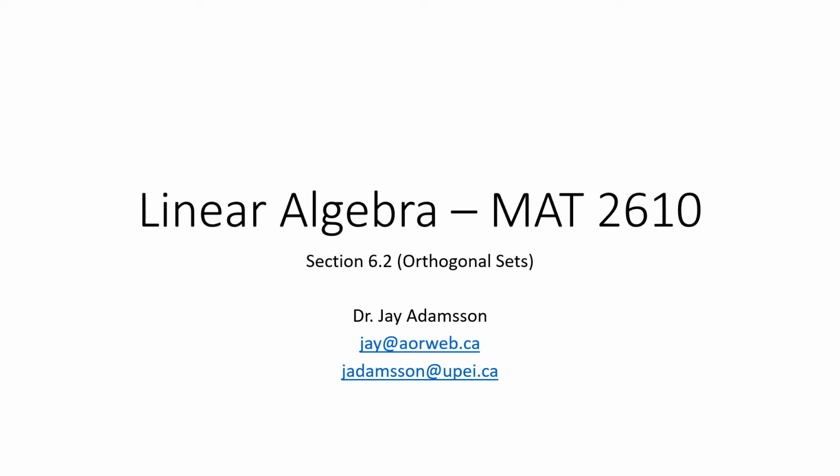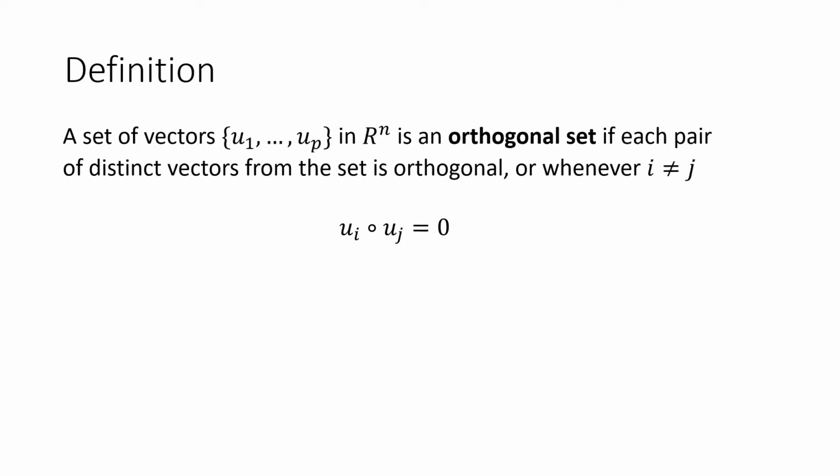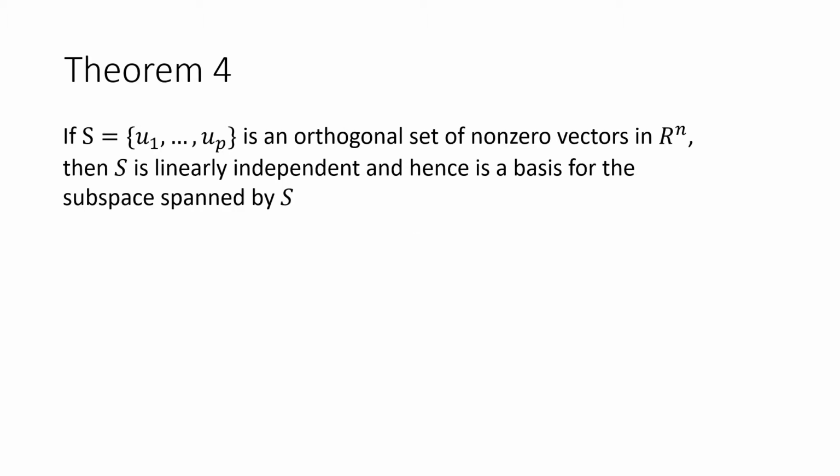Section 6.2 continues the idea of orthogonality, and we're going to look at orthogonal sets and orthogonal bases. So first off, what's an orthogonal set? If you just have a collection of vectors, it's called an orthogonal set if every pair is orthogonal. In other words, remember the definition of orthogonal: the dot product is equal to 0. Which gives us a theorem.